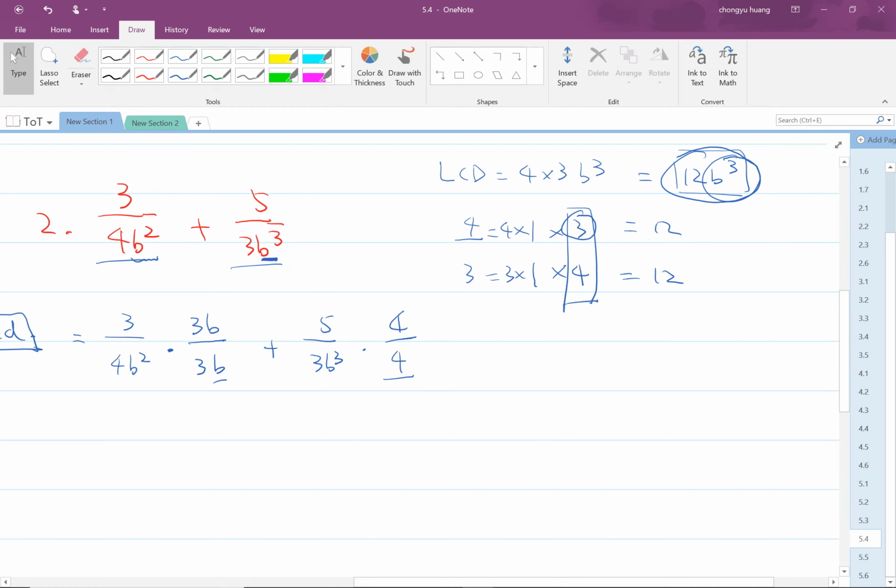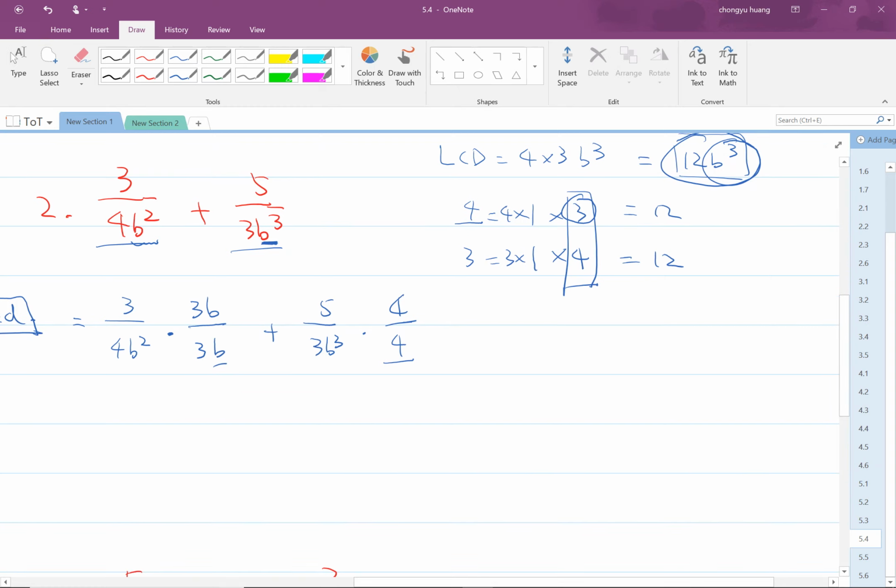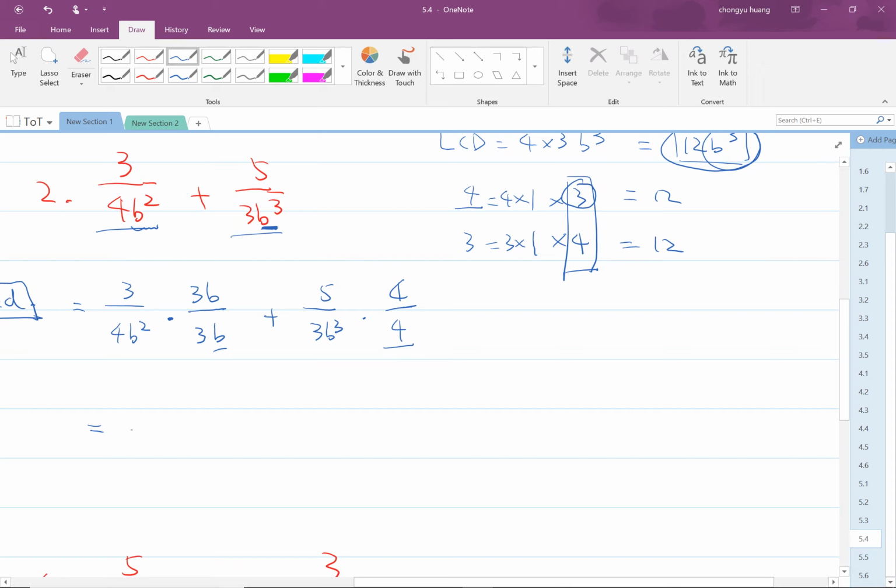Okay. So now let's finish the rest of the process. You can see 4 multiplied by 3 is 12b to the power 3, and on the numerator what we have is 3 multiplied by 3b, which is 9b, right? And then on the other side, 3 multiplied by 4 is 12b to the power 3, and 5 multiplied by 4 is actually 20, right?